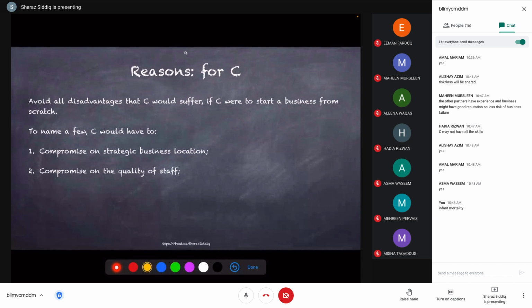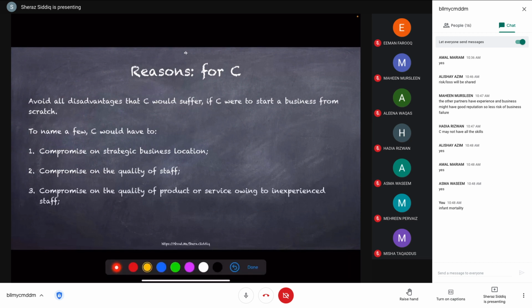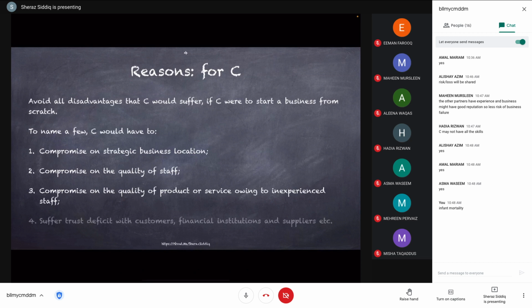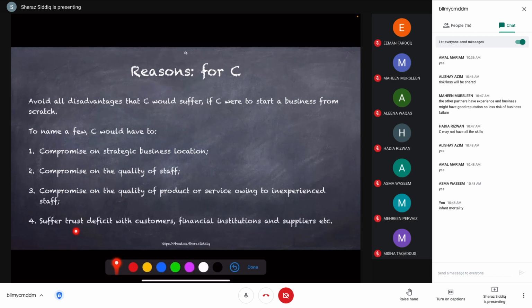Okay, yeah. So C will have to make a compromise on the quality of staff, and this particular compromise will have deeper effects as well. Because if the staff quality has been compromised, then most likely the quality of product will be compromised, or the service is also compromised because of relatively inexperienced staff. And if that is the case, then you will suffer trust deficit with customers and financial institutions and suppliers.